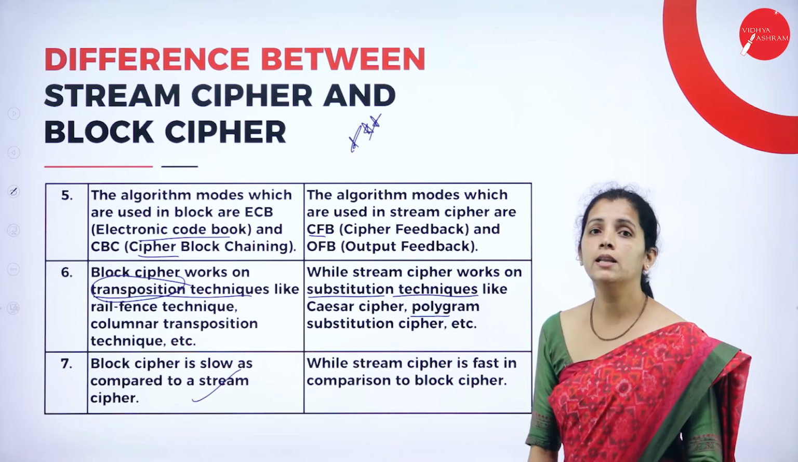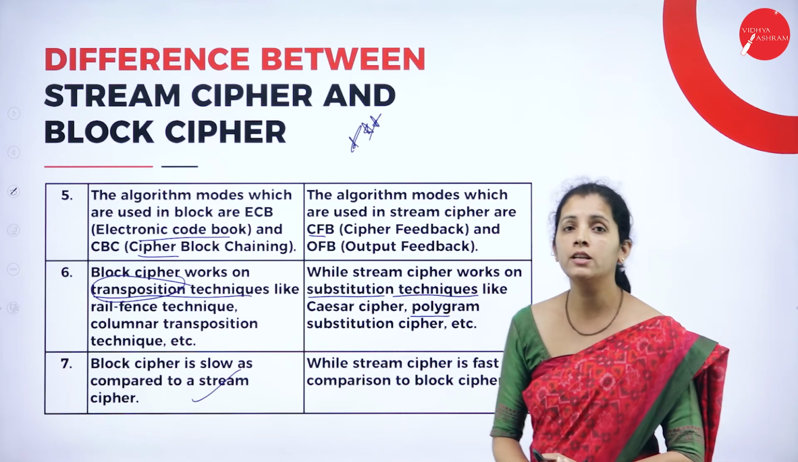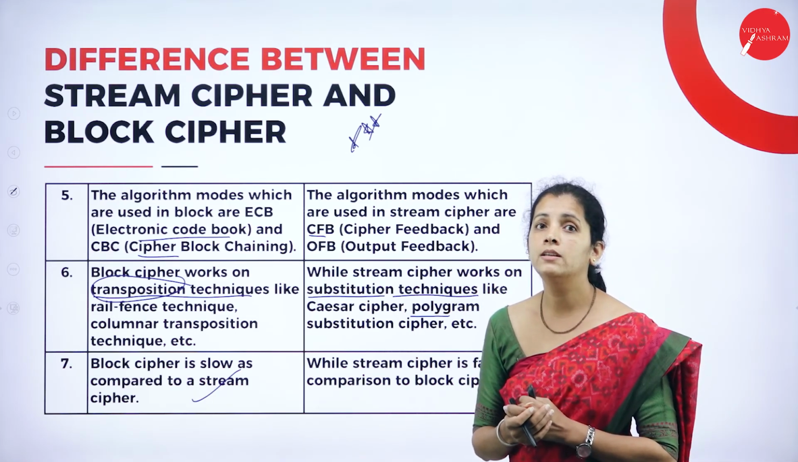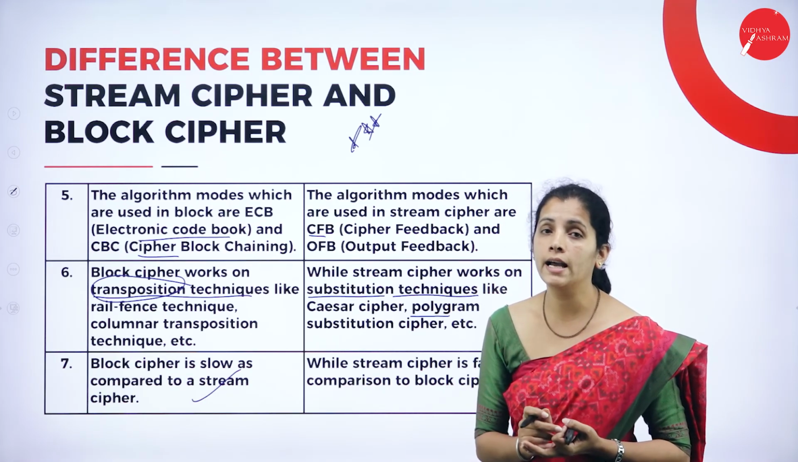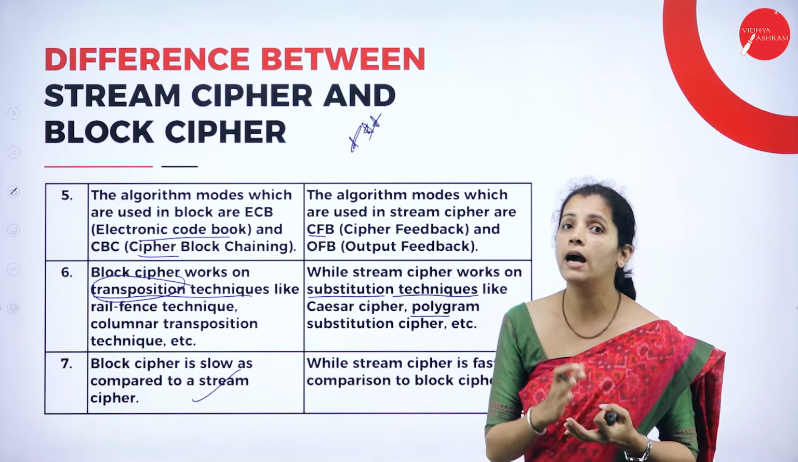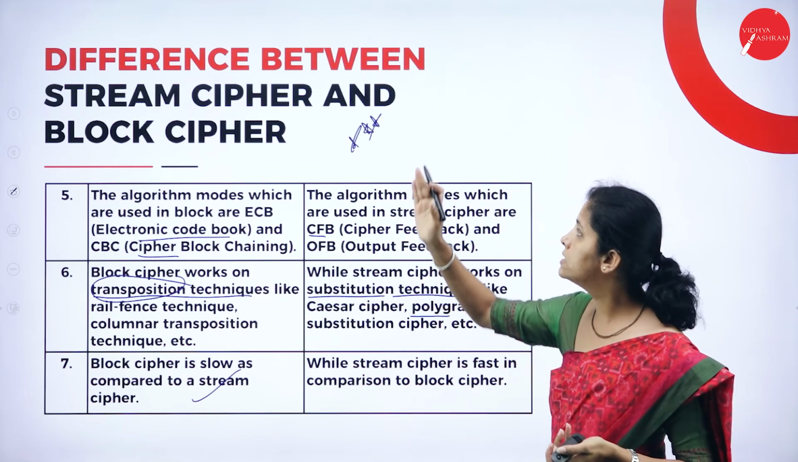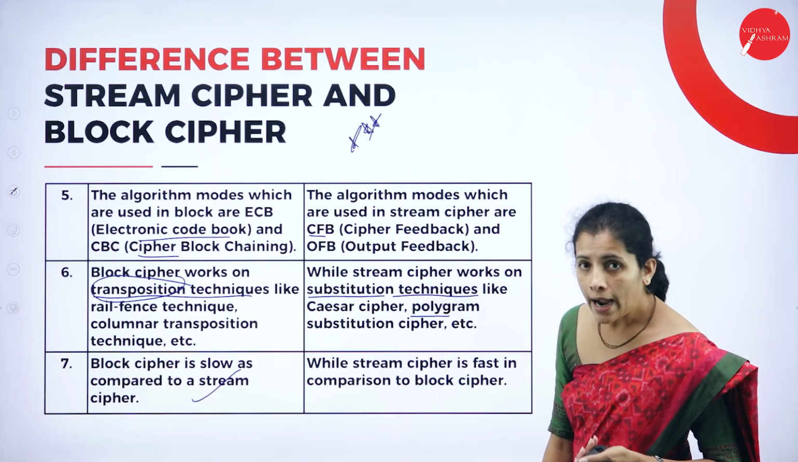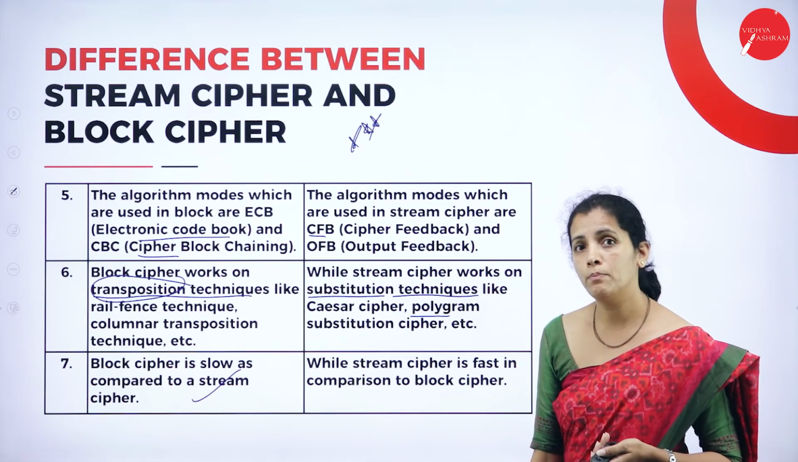So dear student, in today's session, I started with row column transposition. Along with that, I discussed the difference between substitution cipher and transposition cipher. Along with that, I discussed what a stream cipher is and how it works. Along with that, I discussed block cipher, and the difference between stream cipher and block cipher. From the examination point of view, all these topics are very important.